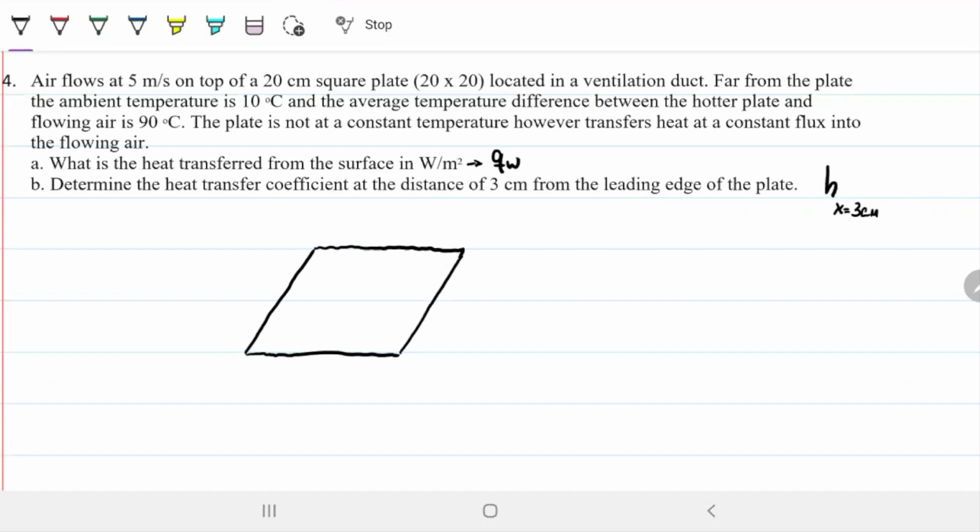And I'll make some questions. I'll give you guys some questions for us to be able to fill in the blanks here. So this is 20 by 20. Guys, tell me, what is the temperature of the plate? What is the temperature of the plate?